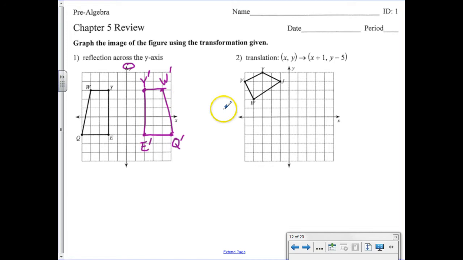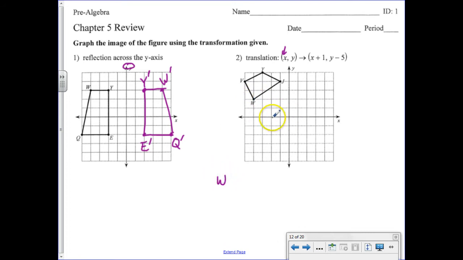All right, number 2, now this is a translation. A translation is a slide. You are taking each x value here, and it says add 1. Now, you got to think of that. You can either take and figure out all the coordinates of these, write them down, and then add 1 to the x value. For example, W here.